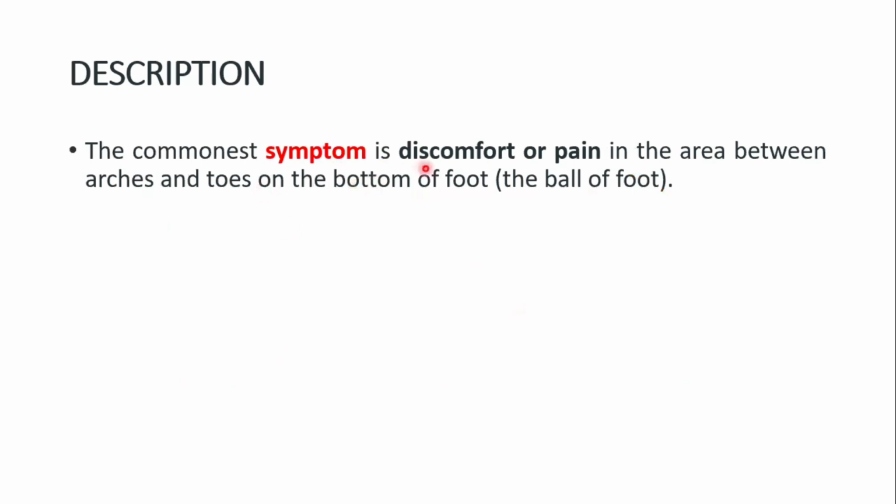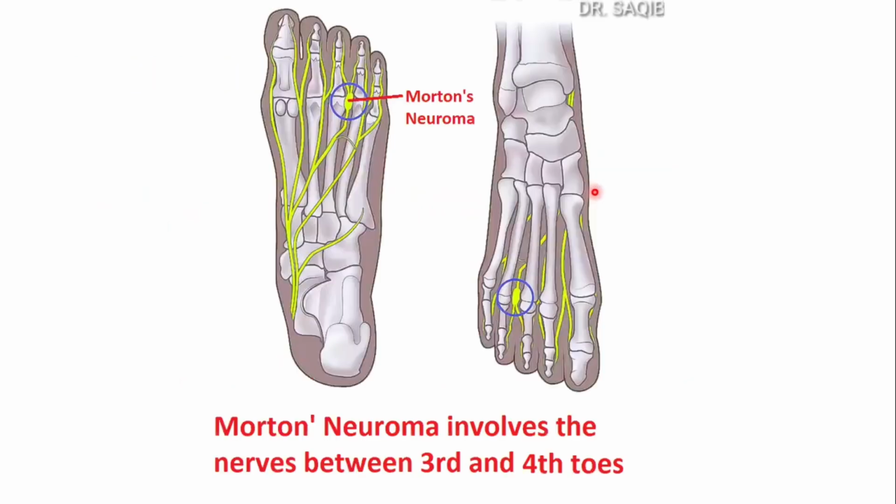The commonest symptom is discomfort or pain in the area between the arch and toes on the bottom of the foot, that is the ball of the foot. You could see another beautiful picture of the Morton's neuroma. Here, these are the common plantar nerves, and this is the thickening, the neuroma developing in the third web space. This is the plantar aspect, and this is the tarsal aspect.